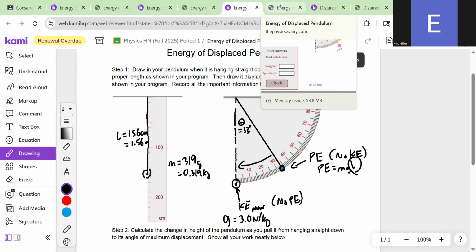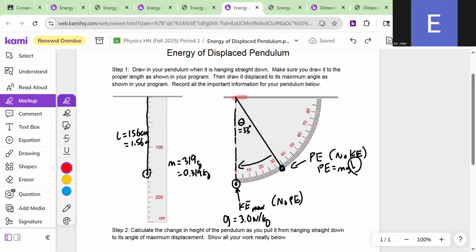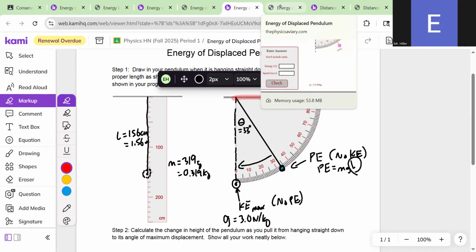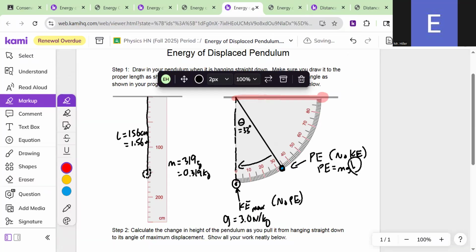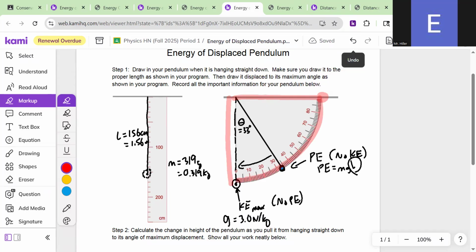Well, here's what we cannot assume. Please do not assume that H is the length of the string. That's not true. H would only be the length of the string if you release the pendulum from the highest point. If you release the pendulum from the very top, then as it falls, it will fall a distance h, which is the same thing as the length of the string. That's only if it falls from the vertical. It's not falling from the vertical. It's falling from some displaced angle. So how do we find the height? Here's how we do it.